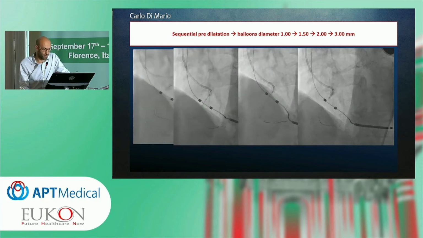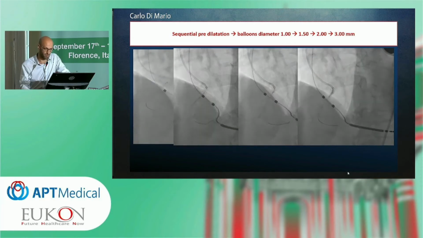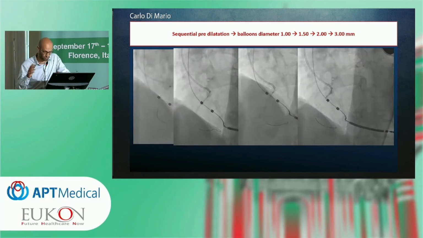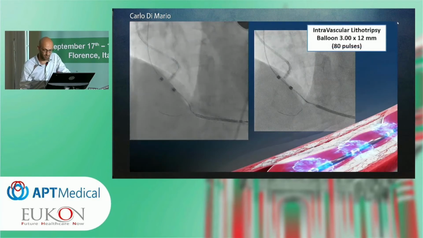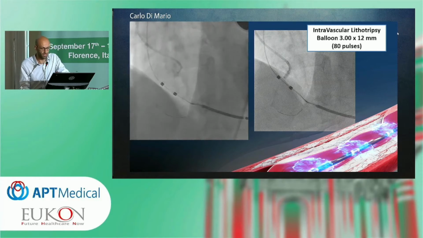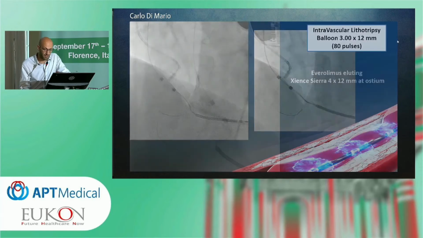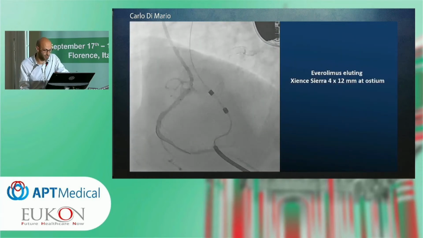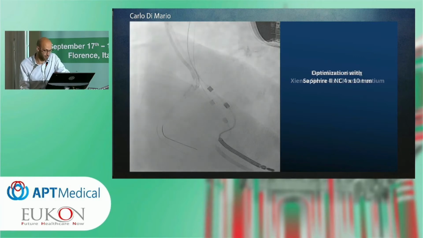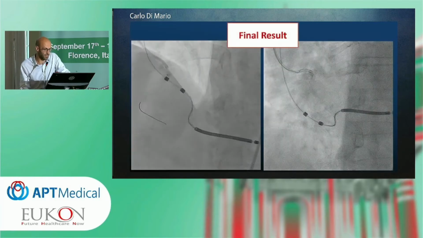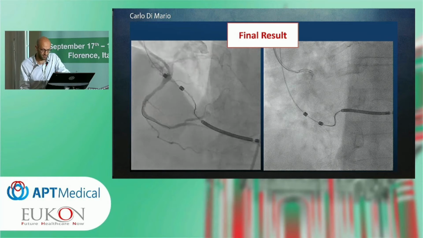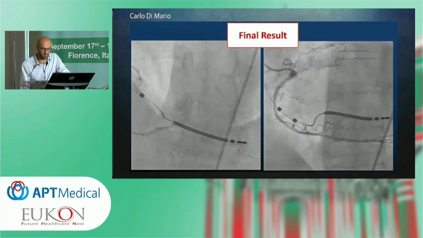So we used a small balloon in order to advance a 3.0 non-compliant balloon, and then to predilate with a Shockwave 3.0 balloon. After this very complex preparation of the lesion, we put a stent 4/12 with this final quite good result. And thank you very much.